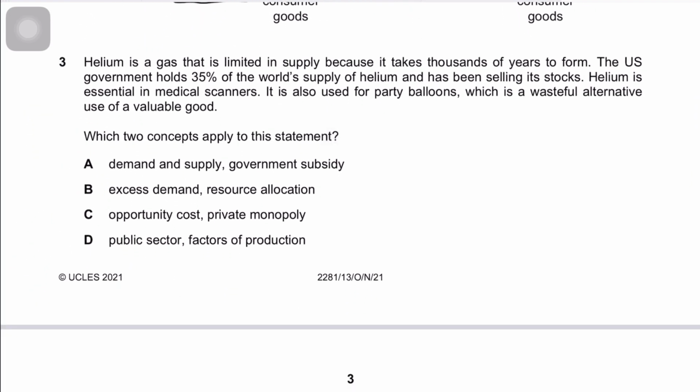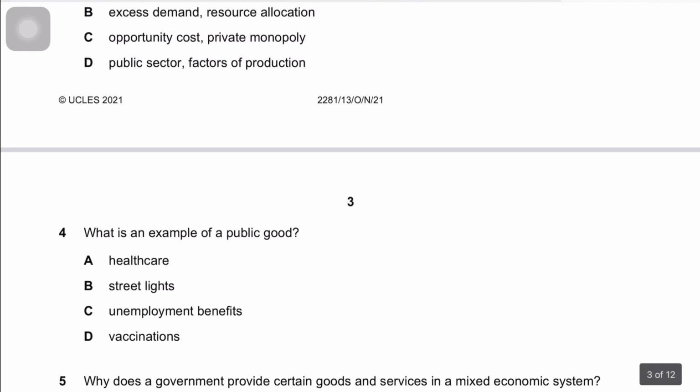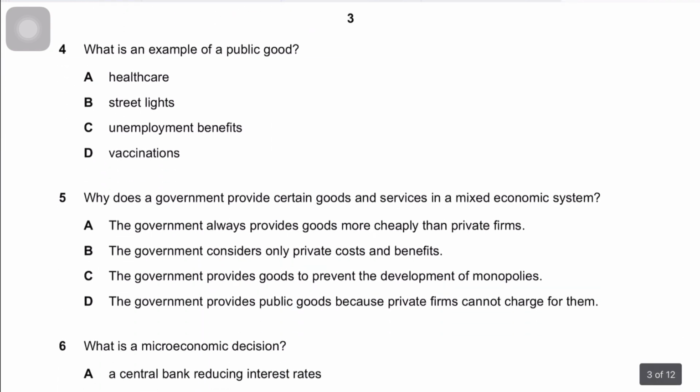Question 3 is a repeated question from variant 2, so you can check it out from my variant 2 solution. What is an example of public good? Public goods are those goods that are non-excludable as well as non-rivalrous. So they are non-excludable and they are non-rivalrous as well.